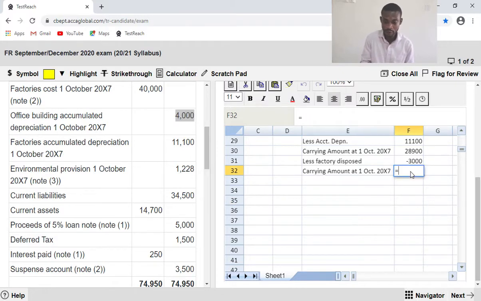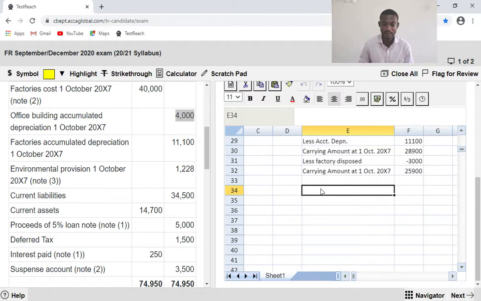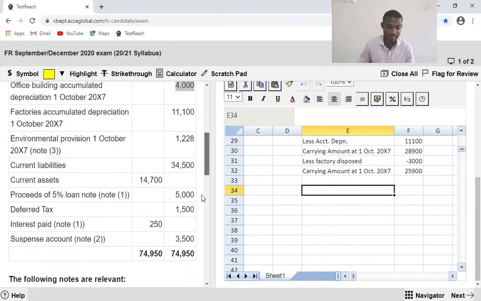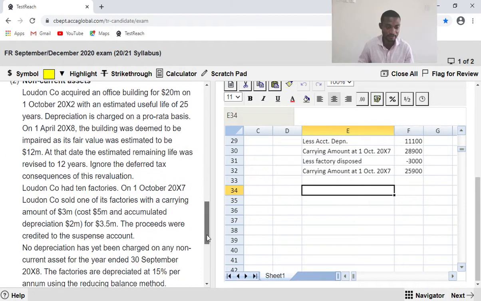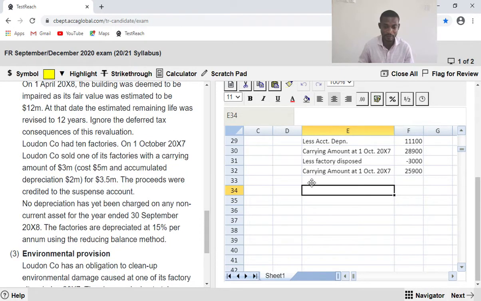It should be equal to this figure plus this. And that should be the adjusted figure, 25,900. So what I will do is to bring the depreciation, which is 15% on the reducing balance. So look at it, 15% on the reducing balance. So I'll say depreciation.